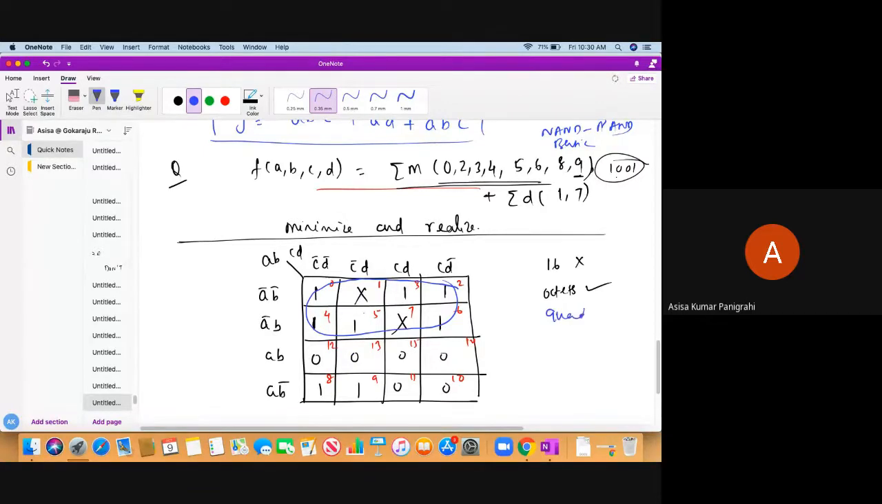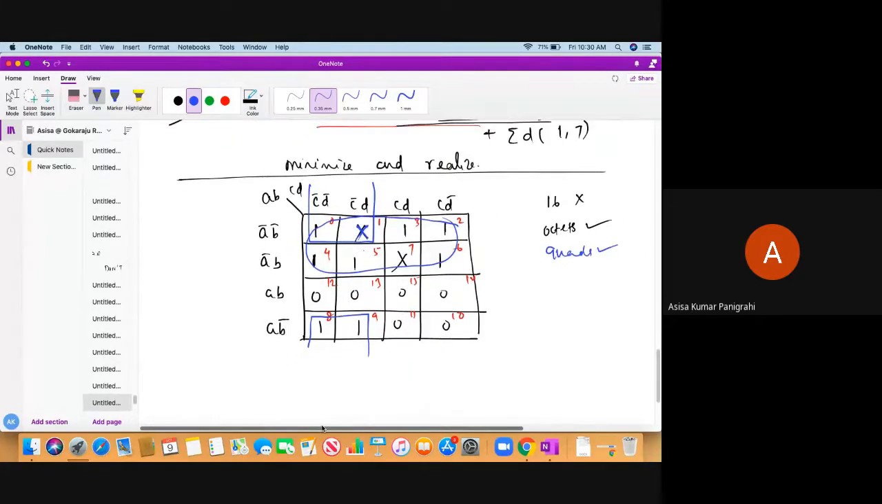Any quads? Yes, some quads are there. You can see this can be a quad which is actually present. So here this don't care is used more than once because it will give me a minimum number of literals. Any other combination? No. All the minterms have been combined with don't cares and minterms. So we don't need any further combination of minterms.